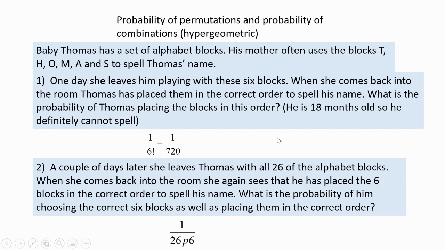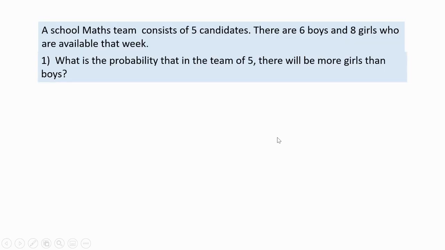Okay. Then you get probability of combinations, which is just simply our hypergeometric. And hopefully you've been exposed to lots of this. So a school maths team consists of 5 candidates. There are 6 boys and 8 girls who are available that week.